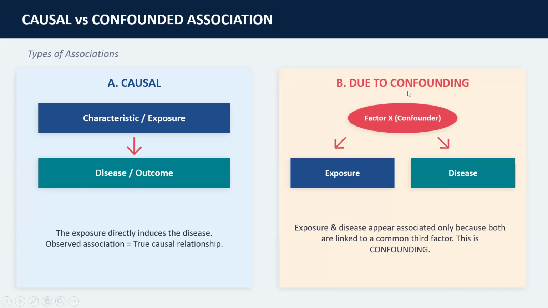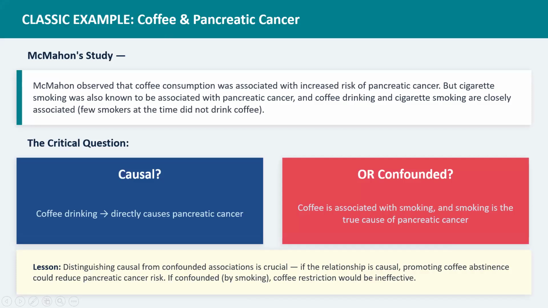Second is the association due to confounding, in which the exposure and disease result, but a third factor is also present, which is the confounder. Exposure and the disease appear associated only because both are linked to the common third factor. This is confounding. The classical example of this is the MacMahon study. The MacMahon study observed that coffee consumption was associated with increased risk of pancreatic cancer, but cigarette smoking is also known as an associated factor with pancreatic cancer, and coffee drinking and cigarette smoking are closely associated. Few smokers at that time did not drink coffee.